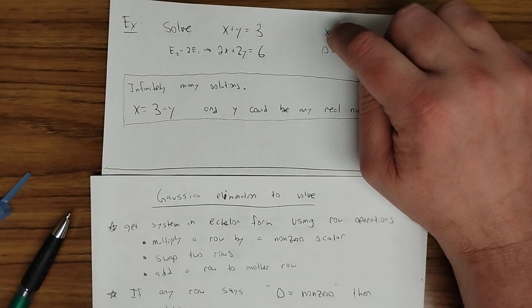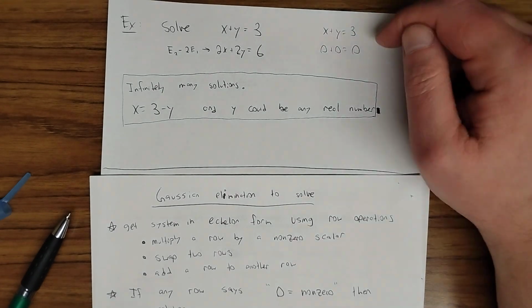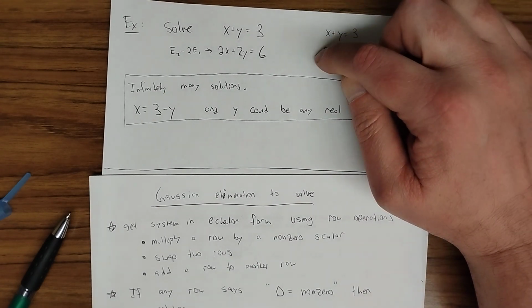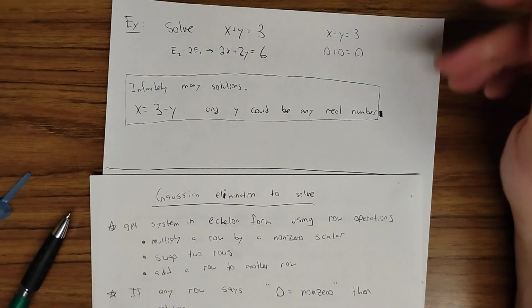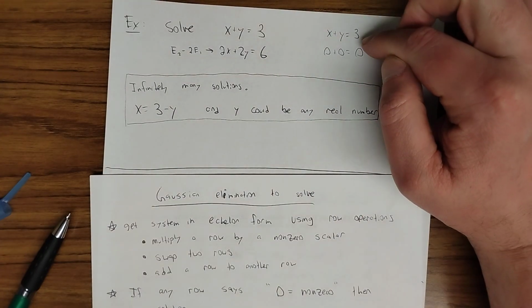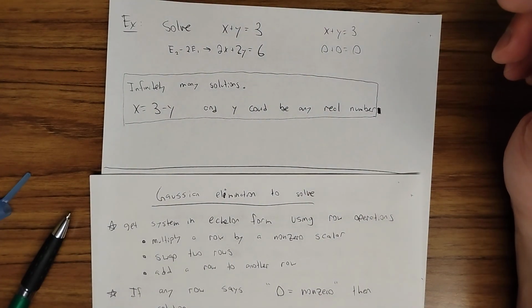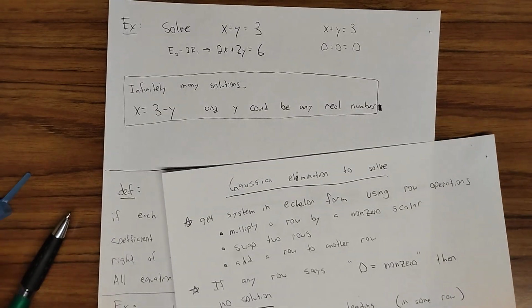X is leading in this one. Y isn't leading anywhere. Y isn't leading up here. Y isn't leading up here because Y has a 0 coefficient. So Y isn't leading anywhere. And so this is how we got infinitely many solutions.